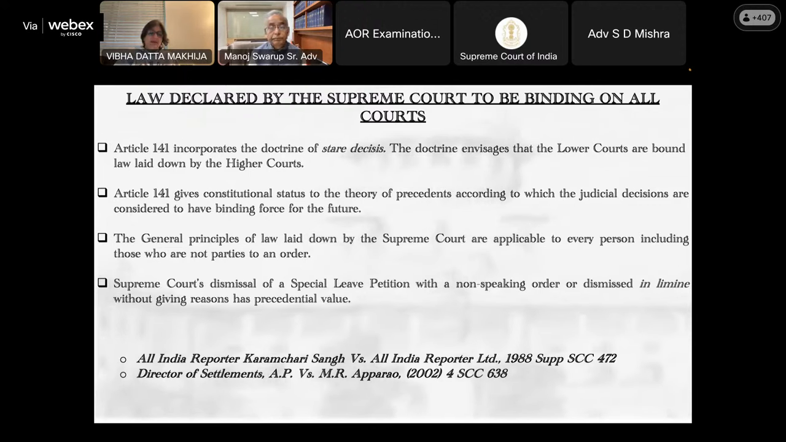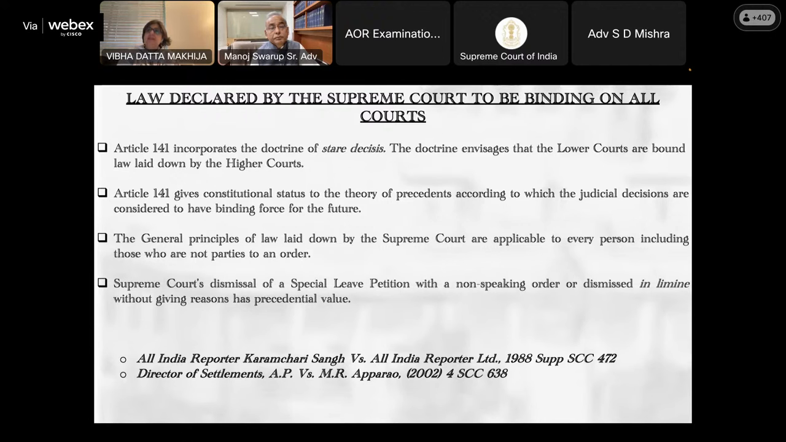And Article 141 is a very powerful, what should I say, article. It provides that the law which is declared by the Supreme Court is the final interpretation of law. So the legislature may enact a particular provision, but its interpretation, how it has to be interpreted, its constitutionality, the final word on that would be that of the Supreme Court.